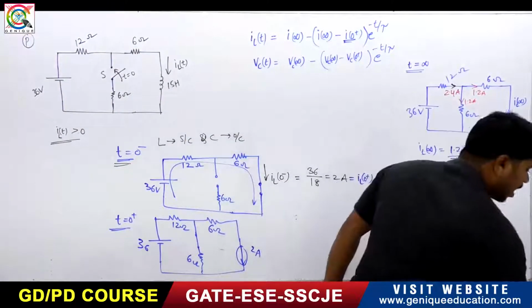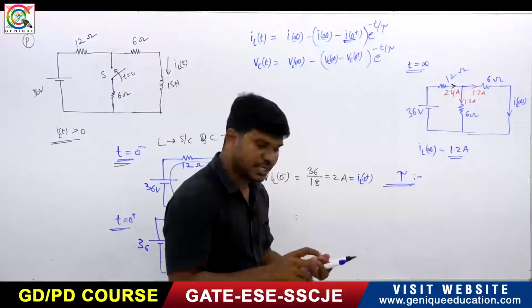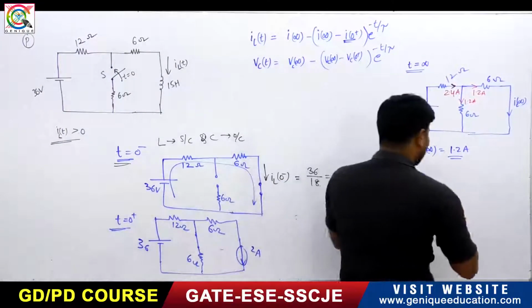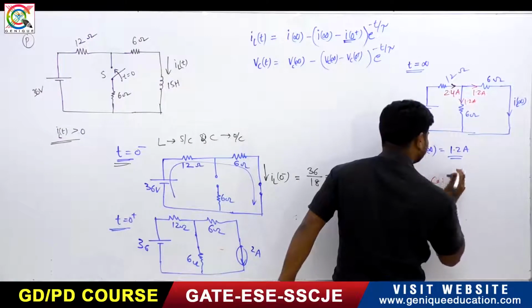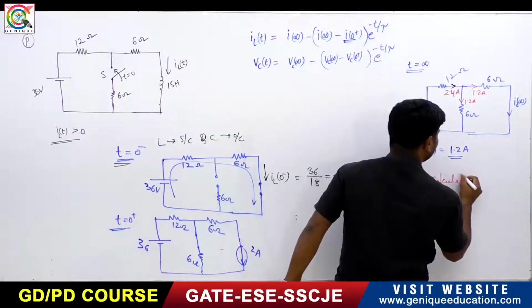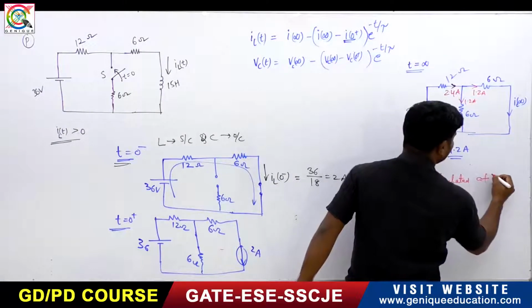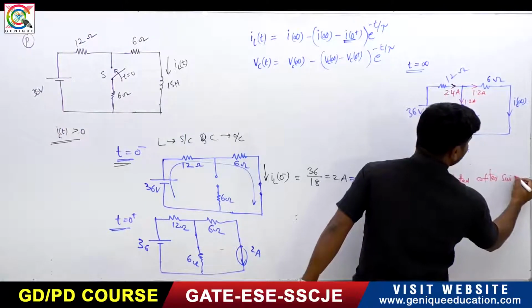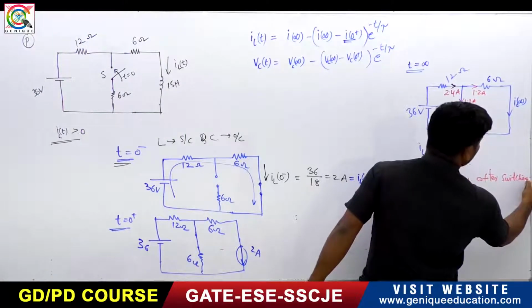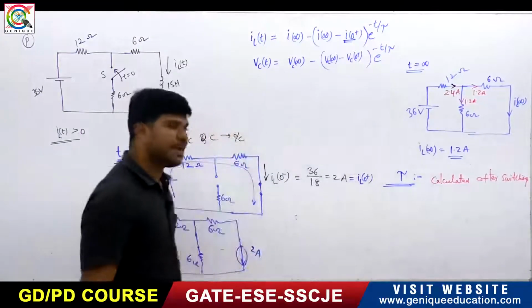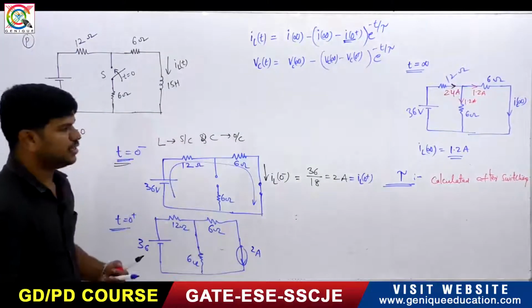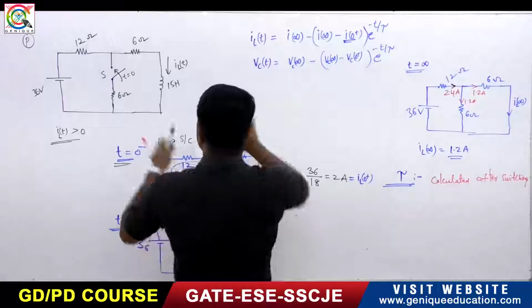The time constant is found after the switching takes place. Okay, it is calculated after switching. Always the time constant is calculated after the switching. So for finding the time constant, observe this question.